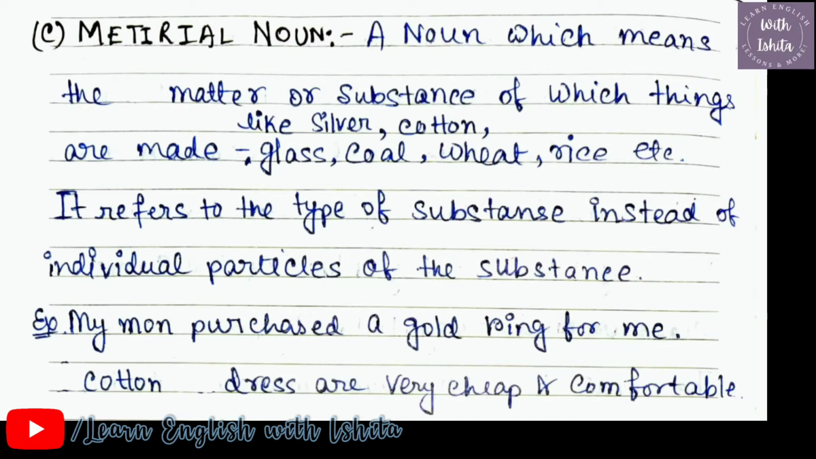Now let us talk about material noun. A material noun means the matter or substance of which things are made, like silver, cotton, glass, coal, wheat, rice, etc. It refers to the type of substance instead of individual particles of the substance. For example, my mom purchased a gold ring for me. Cotton dresses are very cheap and comfortable. In both sentences, gold and cotton are material nouns.